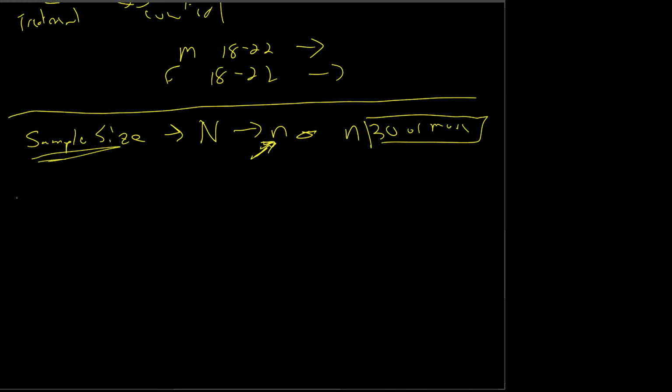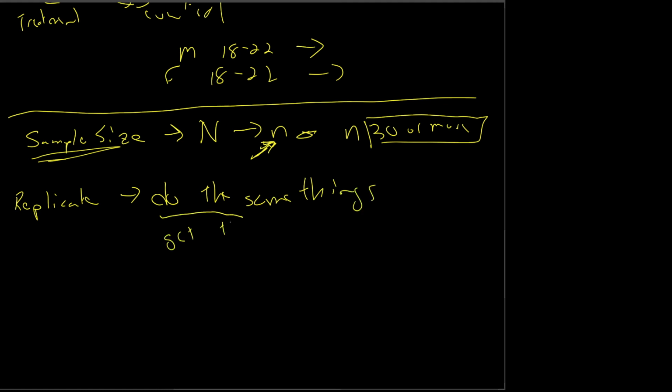Now, any experiment we design, we need to be able to replicate. We need to go back and do the same things, and hopefully, if we do the same things, we get the same results. And so the way we set it up, we need to be able to repeat and repeat and repeat. All right. And so this is everything we have to think about when designing an experiment.